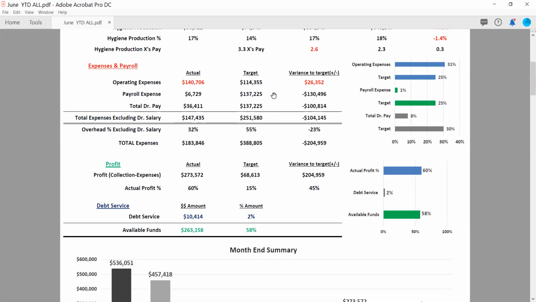This is a phase 2 practice. So as you guys know, 25% is what we shoot for in the operating expenses versus payroll, right? Because payroll still is at 30% in phase 2. So that is how that works. Again, I think it's all pretty straightforward. Do you guys have any questions on that?